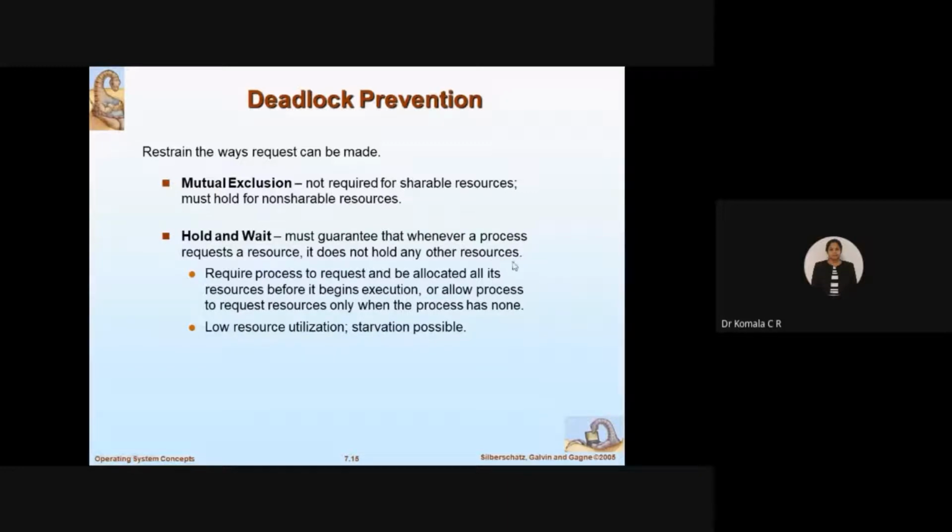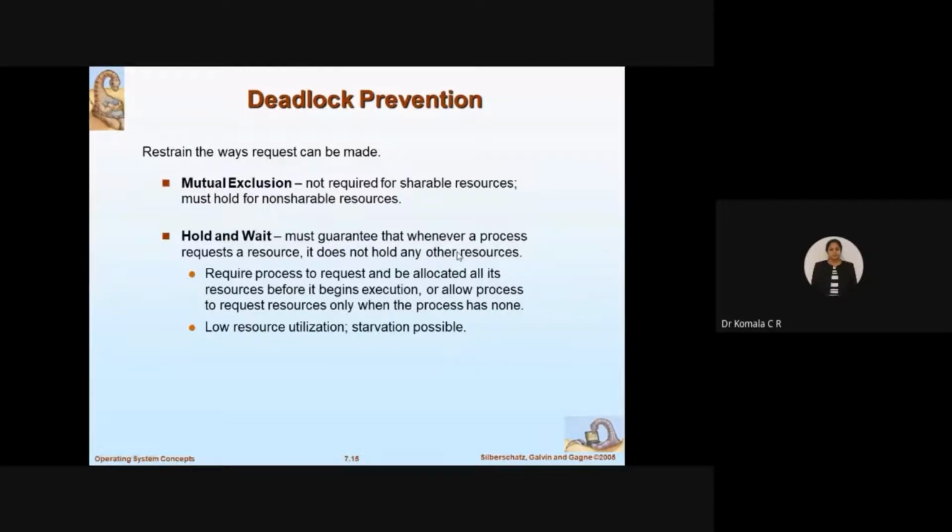If it releases R2, some other process will complete its job, and then R1 and R2 both can be released by that process. So you must guarantee that whenever a process is requesting a resource that is currently not available, whatever resources it is already holding it has to release to some other process.